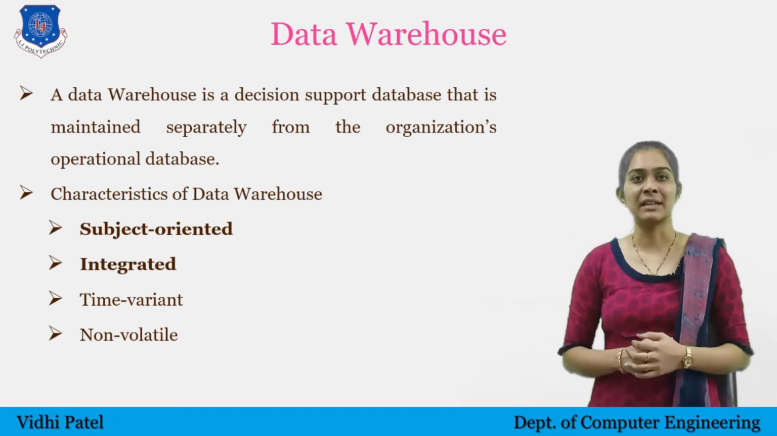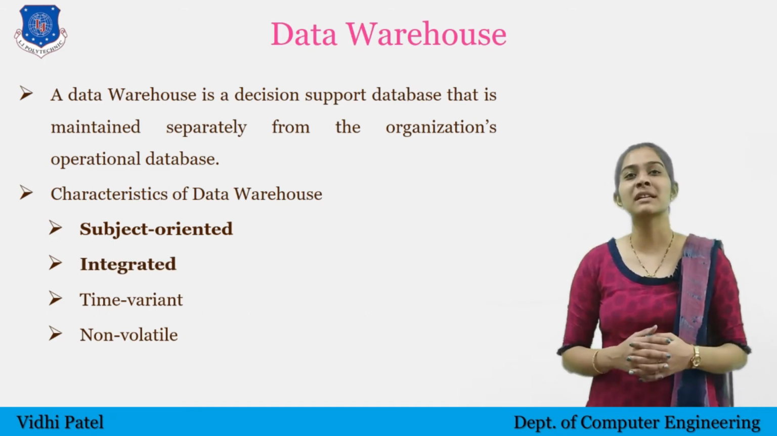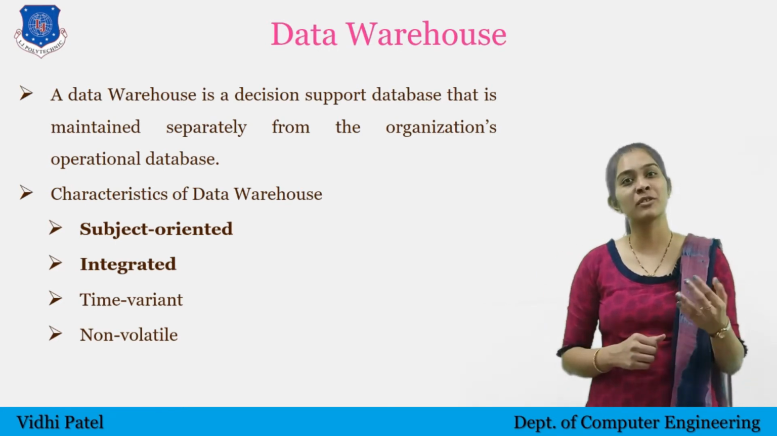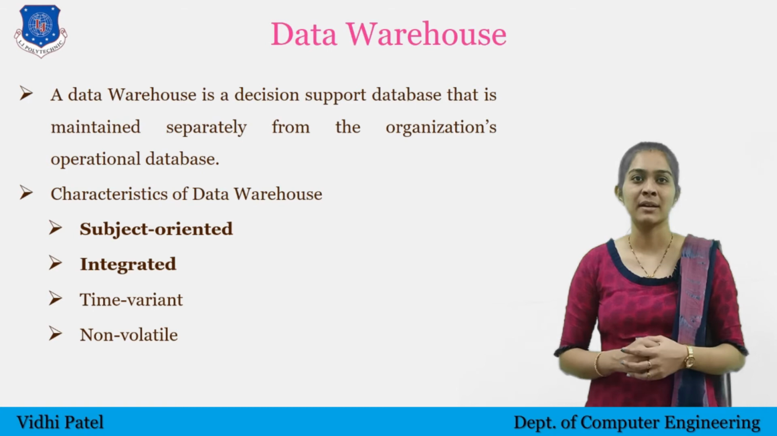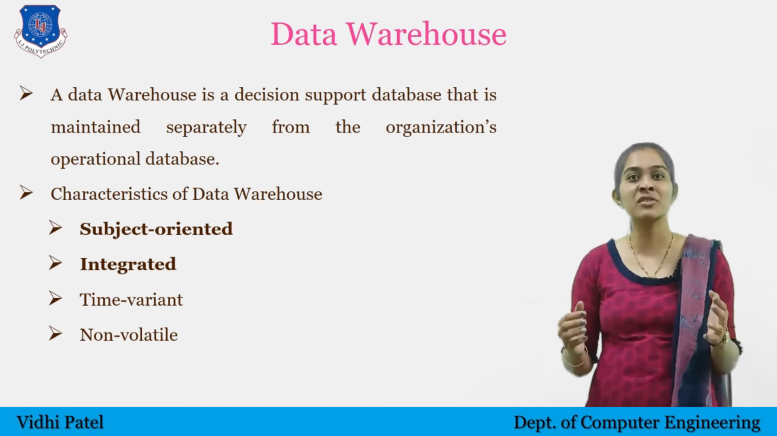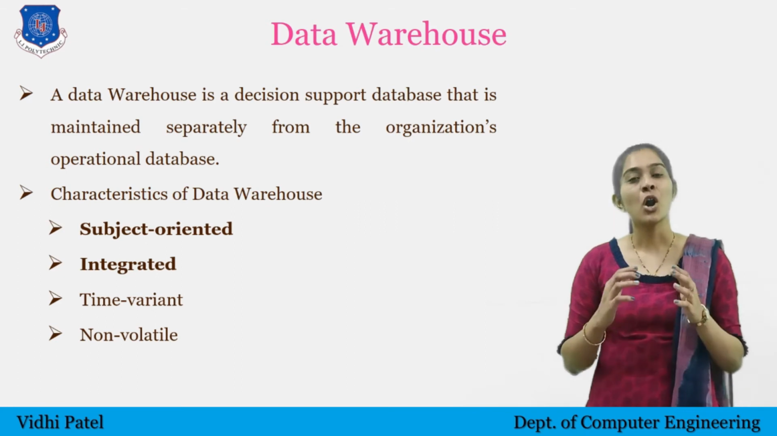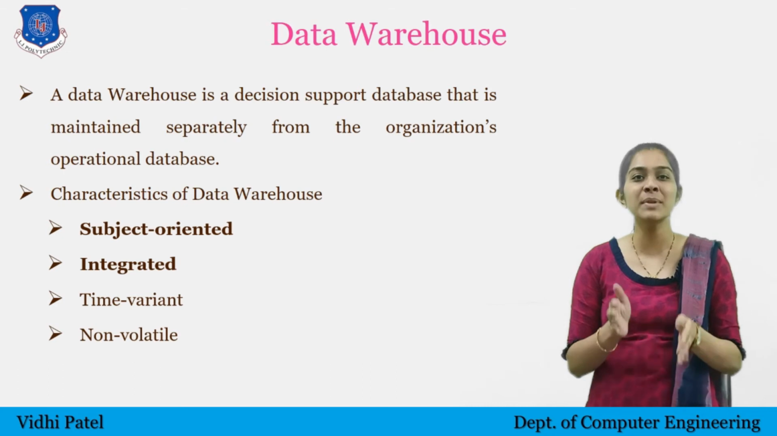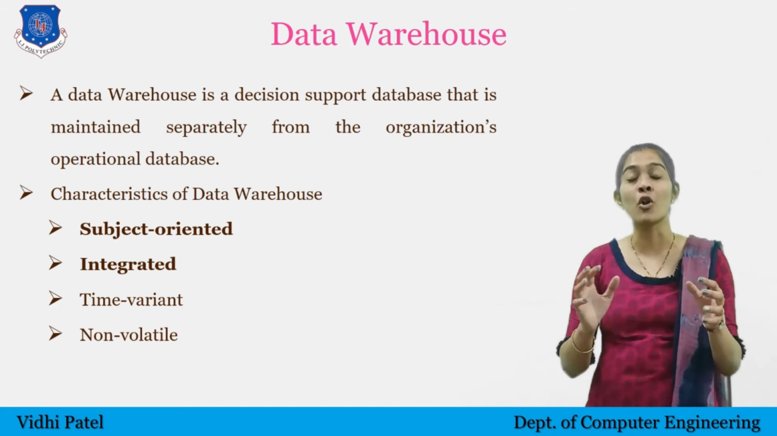Next one is integrated. Data to be stored in the data warehouse might be coming from different locations, such as from the different branches of a company or a bank. It is also possible that this data may have different structures according to their source. All such data is integrated in the data warehouse. This means it is converted to some homogeneous structure.